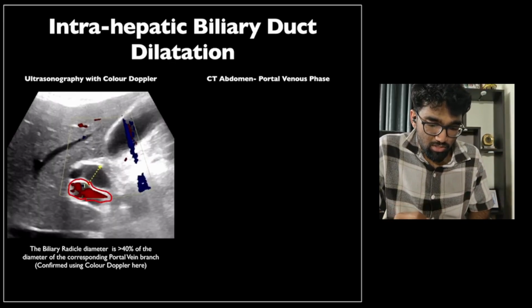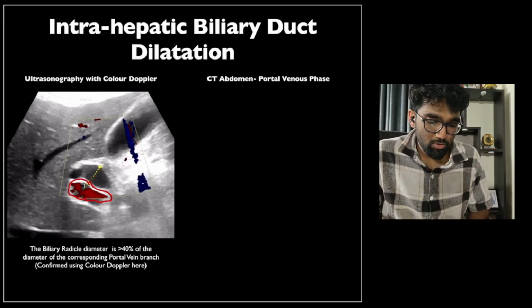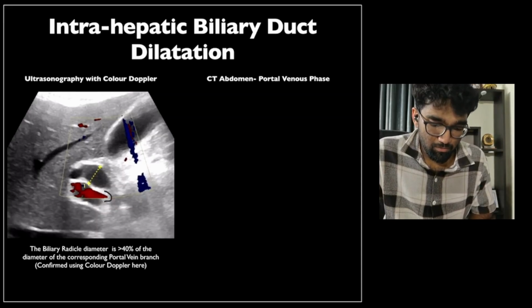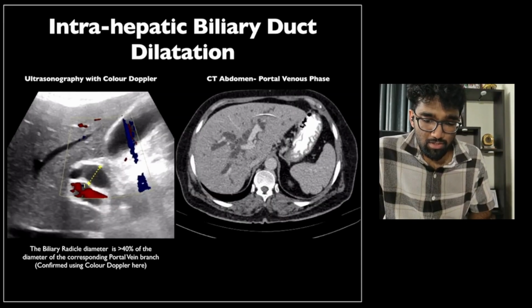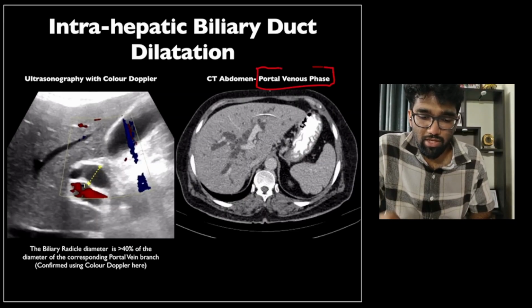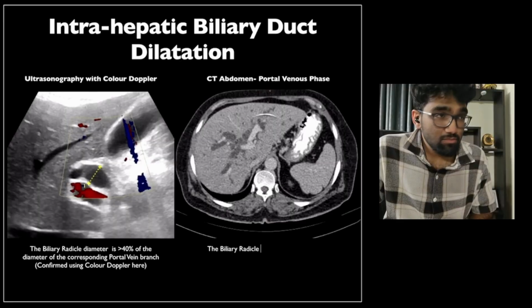Now, in this situation, you can see that the diameter here is more than 40% of that of the corresponding portal vein. Okay, so that means there is intrahepatic biliary duct dilatation. Similarly, on a CT abdomen, we prefer to do this in the portal venous phase because again, we'll be able to see the portal vein better. Okay, and again, the cutoff is the same.